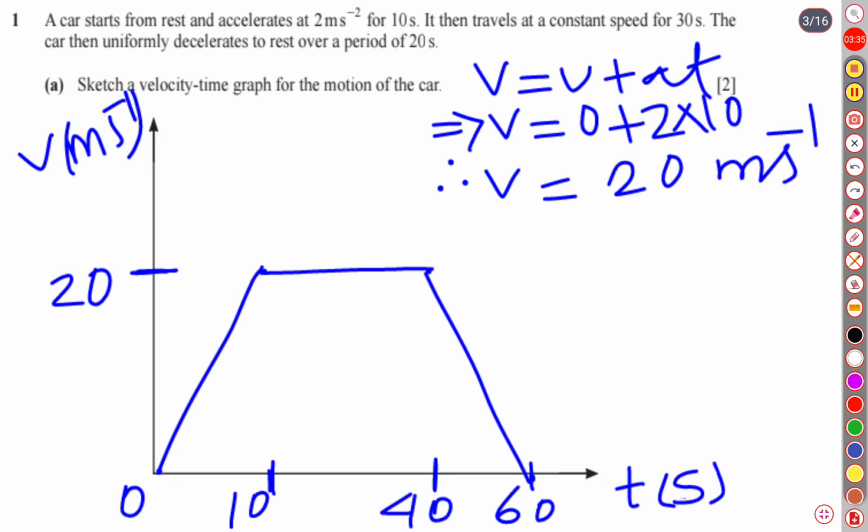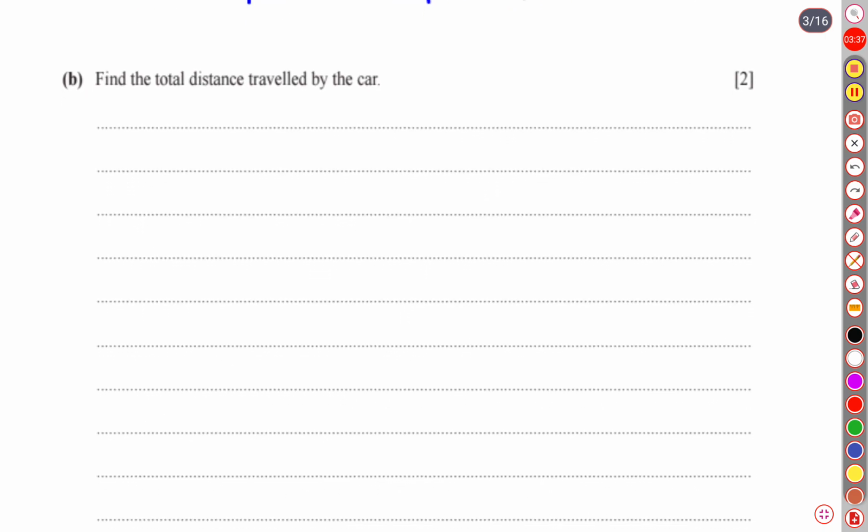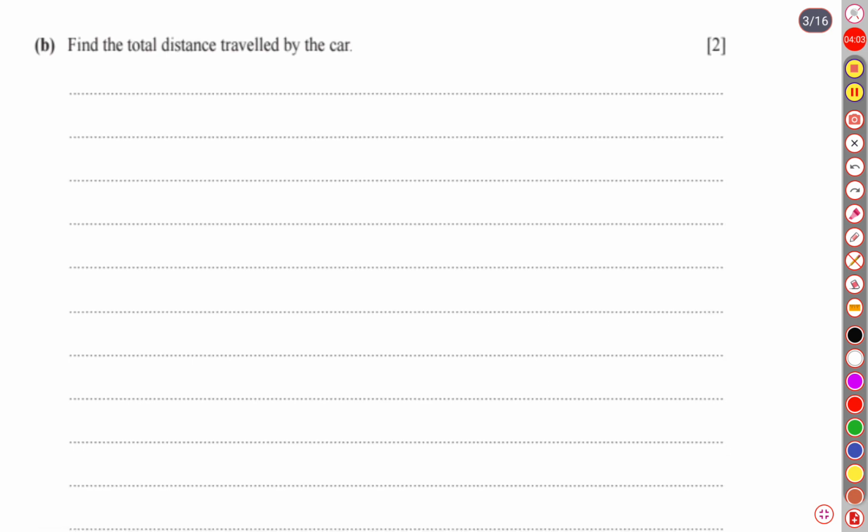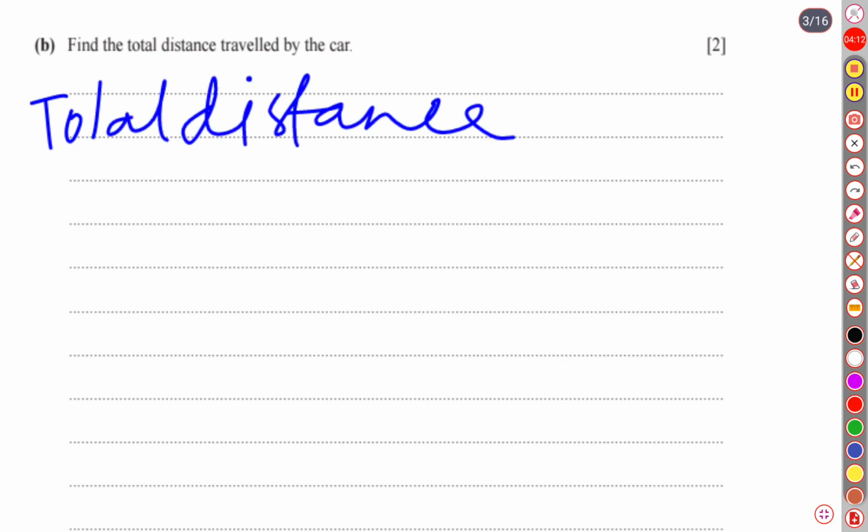Question number B says, find the total distance traveled by the car. We know how to find the travel distance of an object. Travel distance is nothing but the area of the region the car traveled. So let us find the area of the region. So we will write total distance. Total distance is equal to.